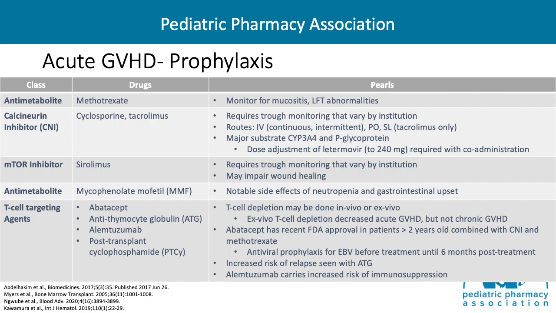Also notably, abatacept has a recent FDA approval in patients greater than 2 years old combined with CNI and methotrexate. With this drug, antiviral prophylaxis for EBV before treatment until 6 months post-treatment is necessary to consider. ATG is an option for prophylaxis, but increased risk of relapse has been seen with ATG use. Alemtuzumab is also an option that can be used, but it increases the risk of immunosuppression, and that can increase post-transplant complications.